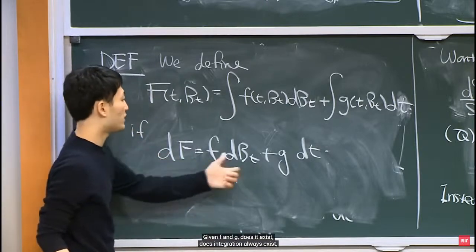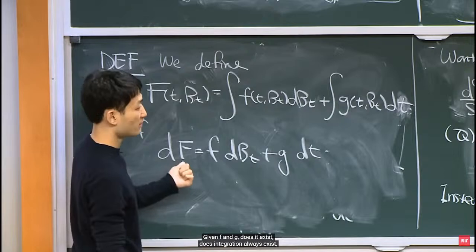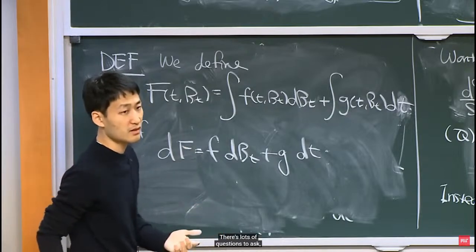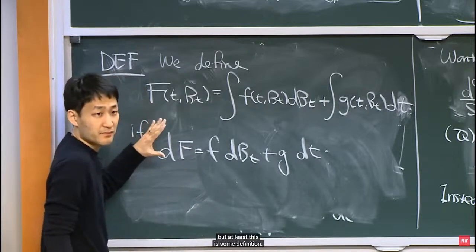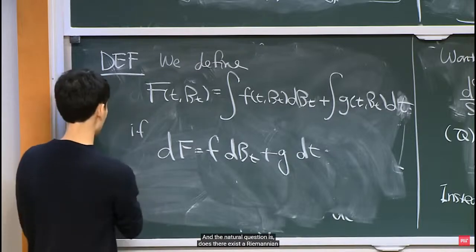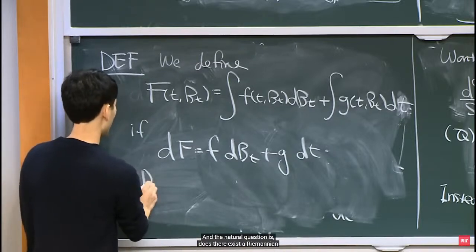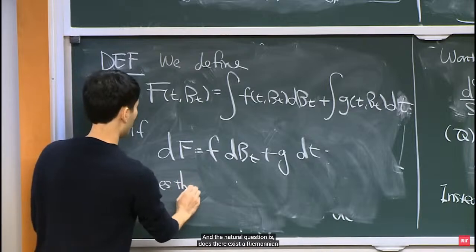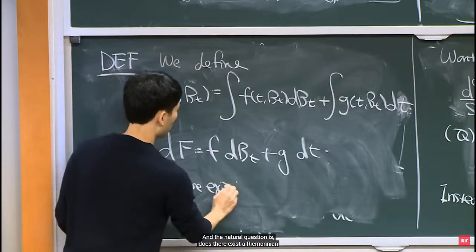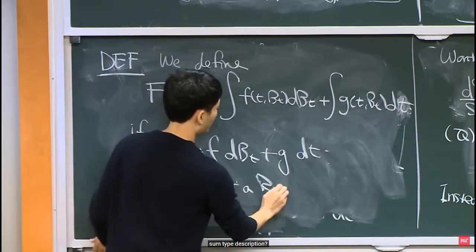I mean, given f and g, does the integration always exist? And so on. There are lots of questions to ask, but at least this is some definition. And the natural question is, does there exist a Riemann sum type description?